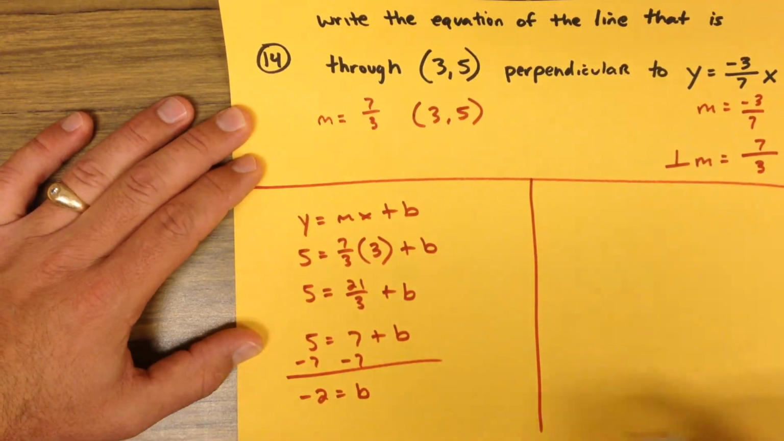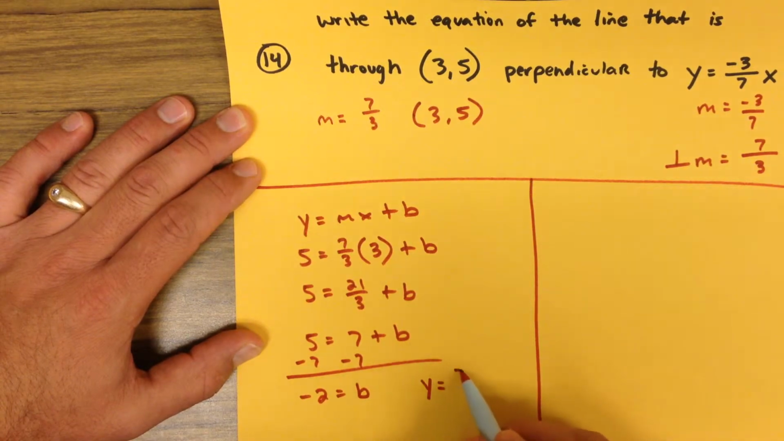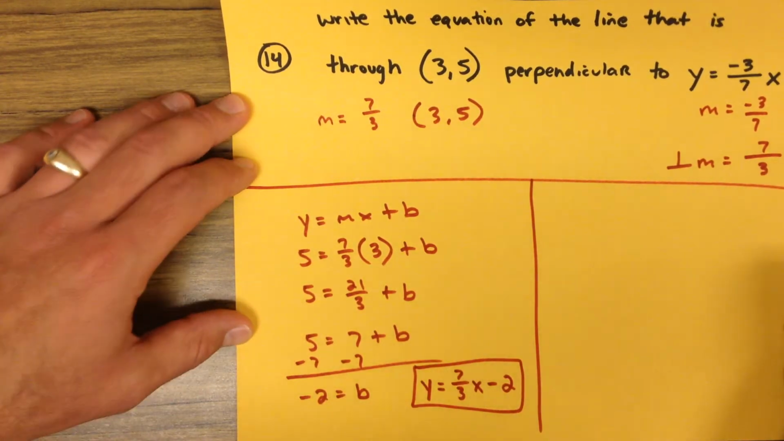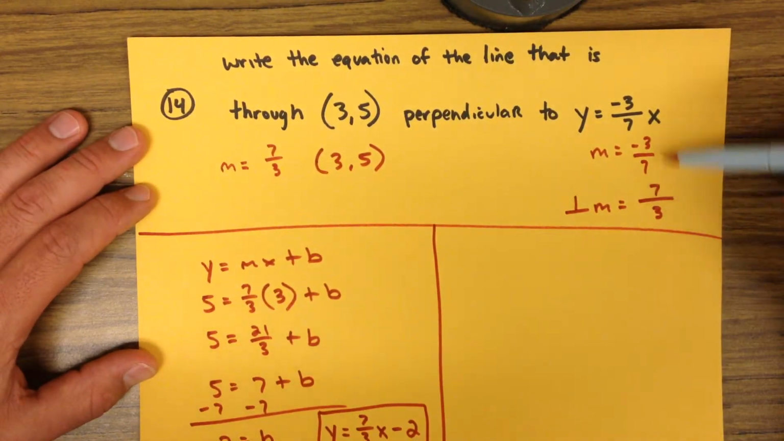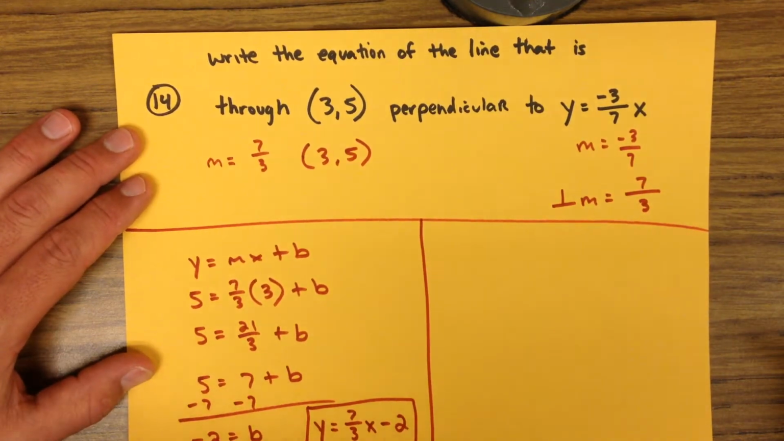So you can see that. So you could rewrite your equation. y equals 7/3 x, and I need an intercept of -2. So that's the equation written with the new amount. The key here, guys, is just seeing that you have to switch your slope in order to get this correct.